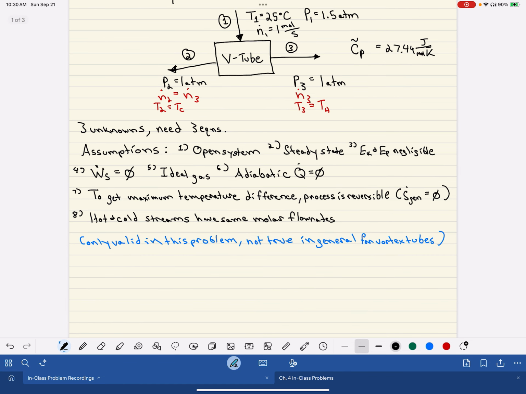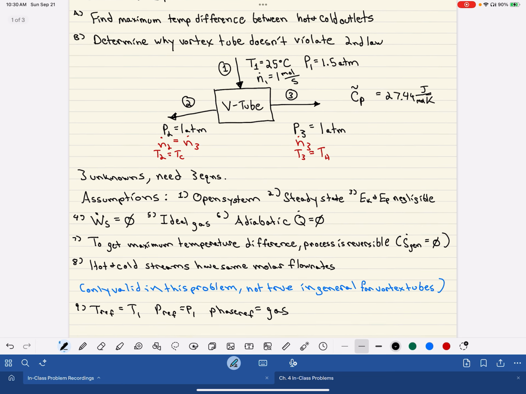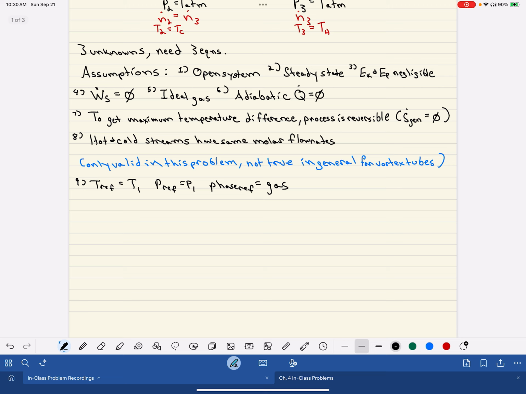And the last thing we'll declare in our assumptions is our reference conditions. Just like we've been doing before, whenever we deal with an ideal gas problem, we're just going to use the inlet conditions as our reference state. All right, so now that we've declared all of our assumptions, we'll proceed through our different balances.